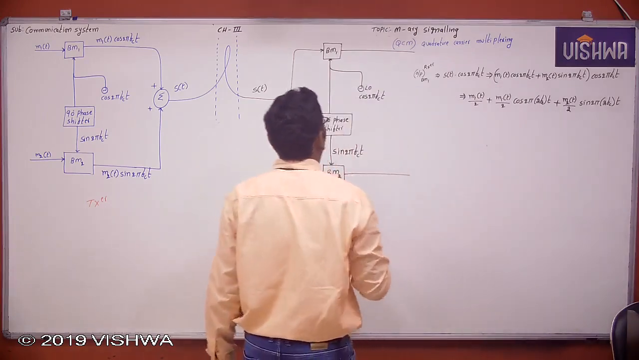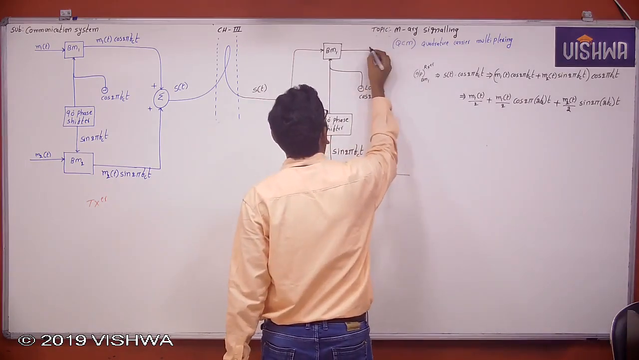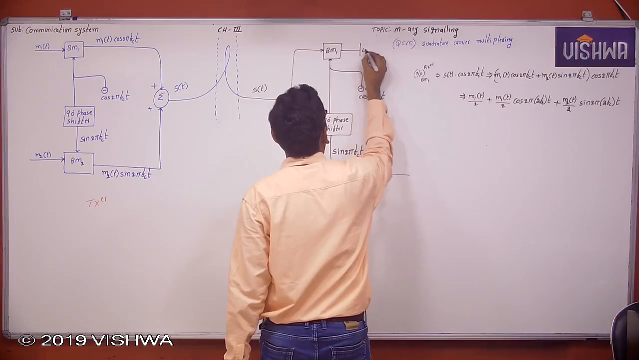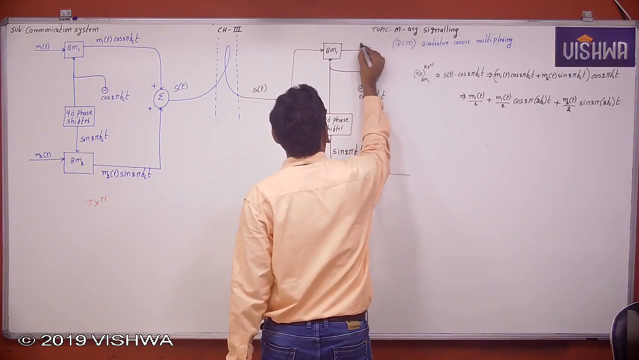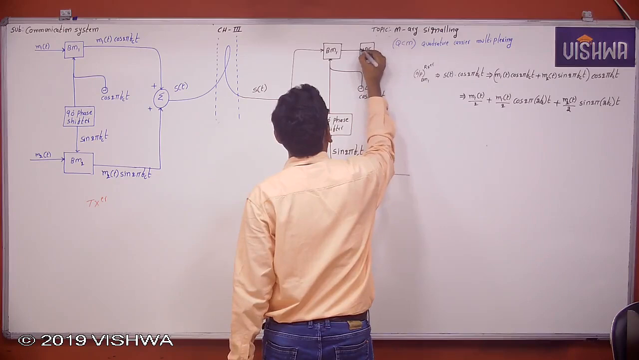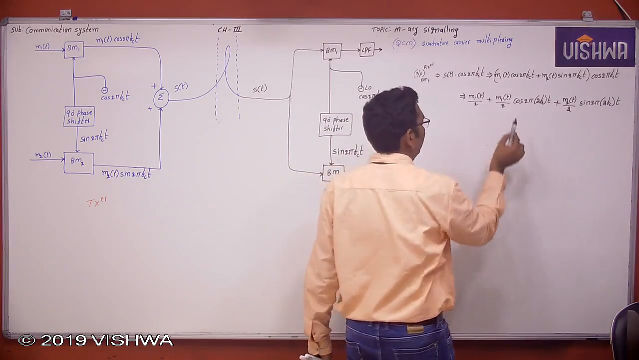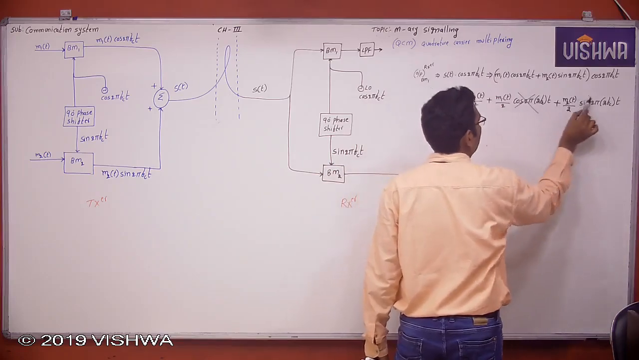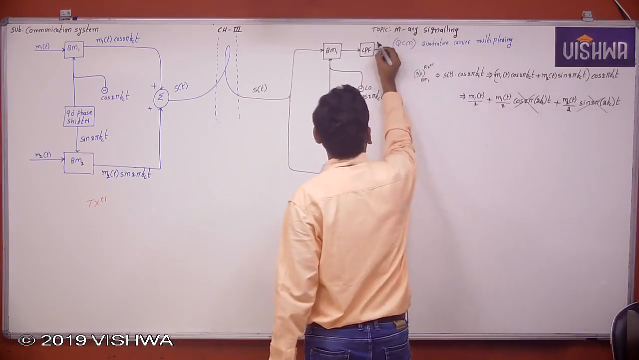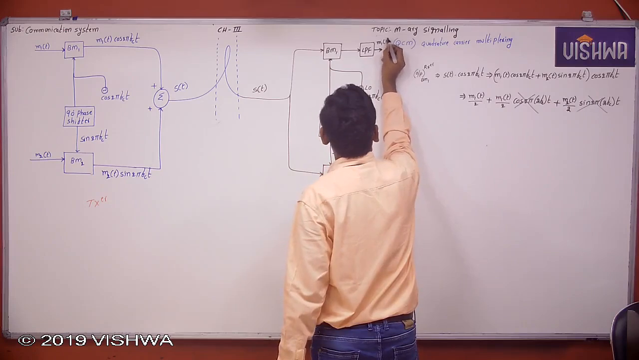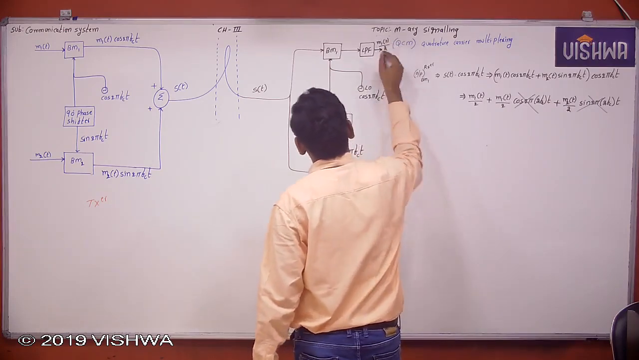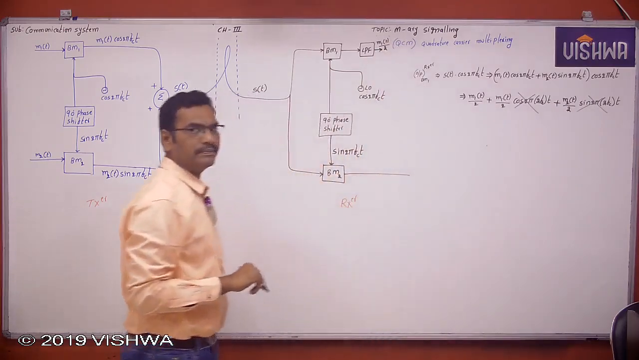Now at the receiver we are expecting the low frequency information, therefore this is the low pass filter. Now this low pass filter will not allow these high frequency signals. Now this is m1 of t by 2, and the scaling factor you can easily eliminate.